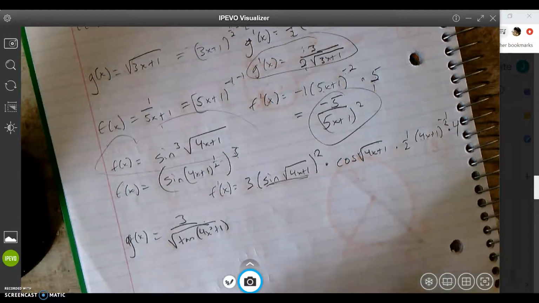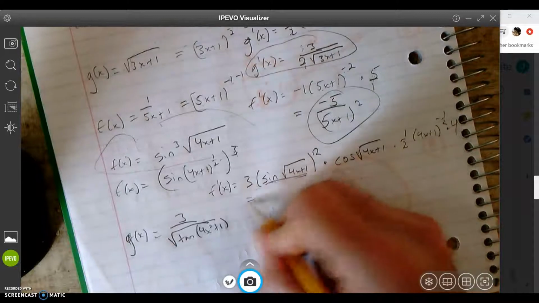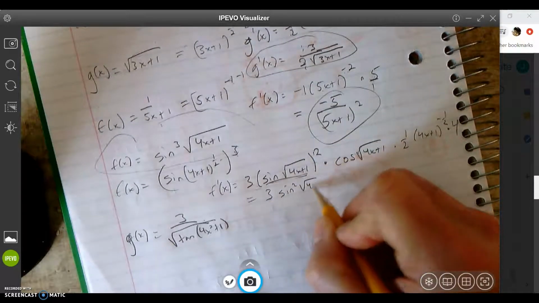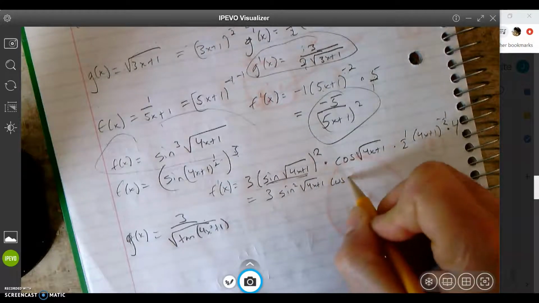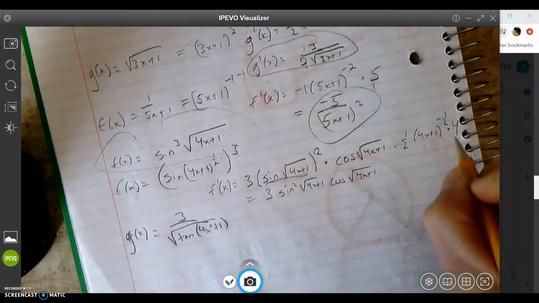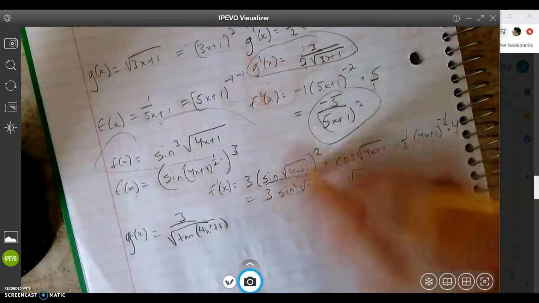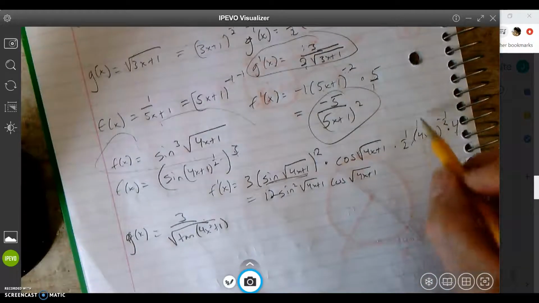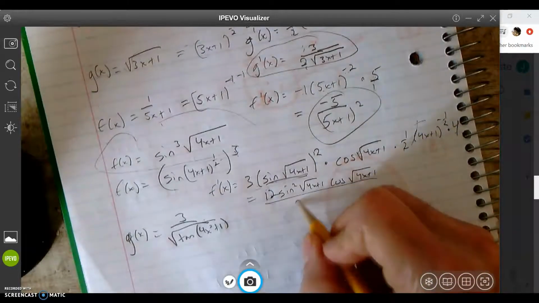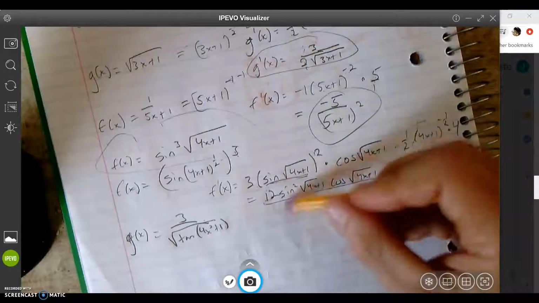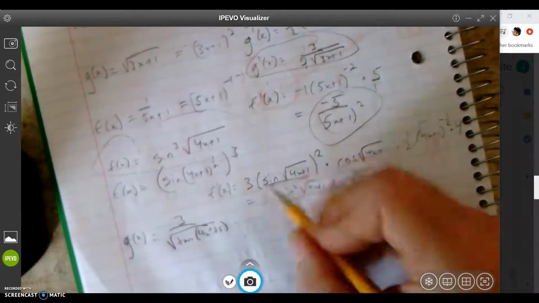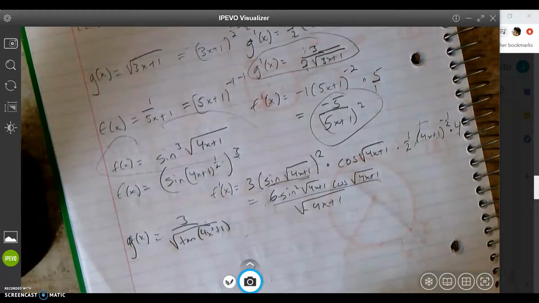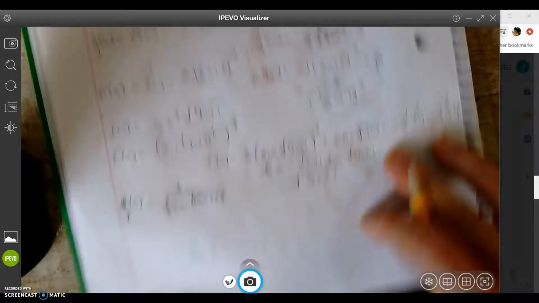So you can simplify that if you want, but it's going to look like this. 3 sine squared of radical 4x plus 1 cosine radical 4x plus 1. Oh, multiply this by 4, my bad. So 3 times 4 is 12 out here. And then this is a denominator, half. So 12 divided by 2, I guess, would be 6. And this would be radical 4x plus 1 in the denominator. Yeah, cool. Let's do one more.